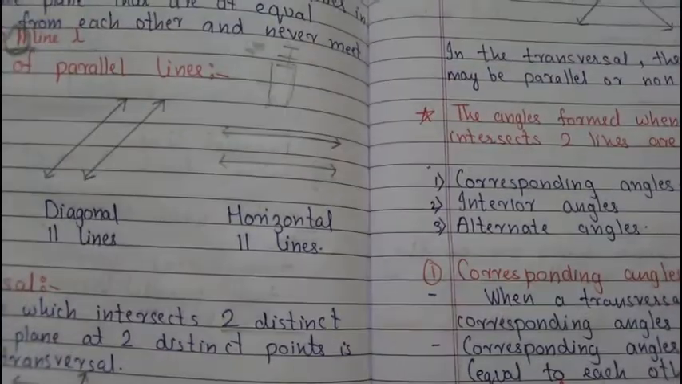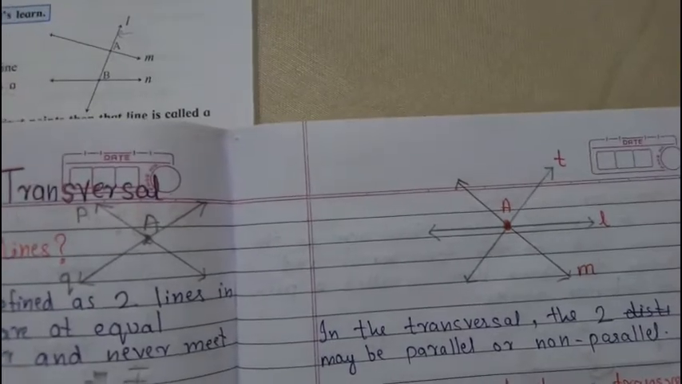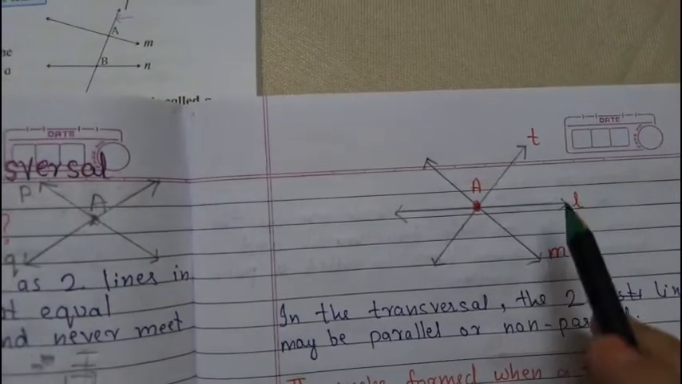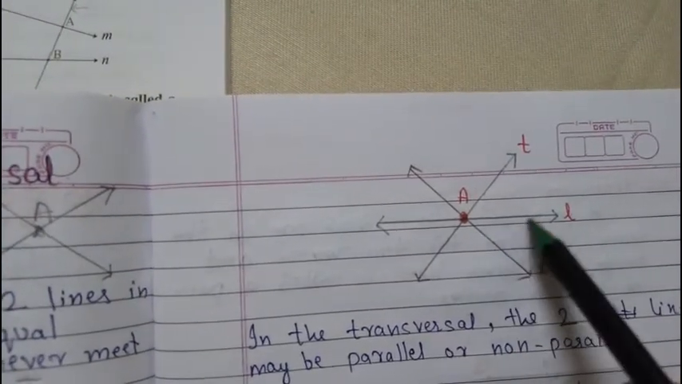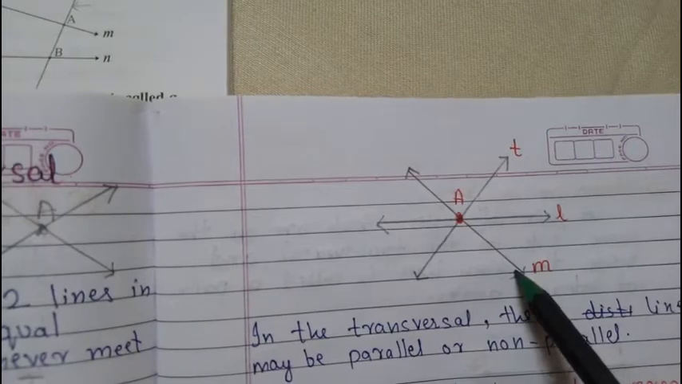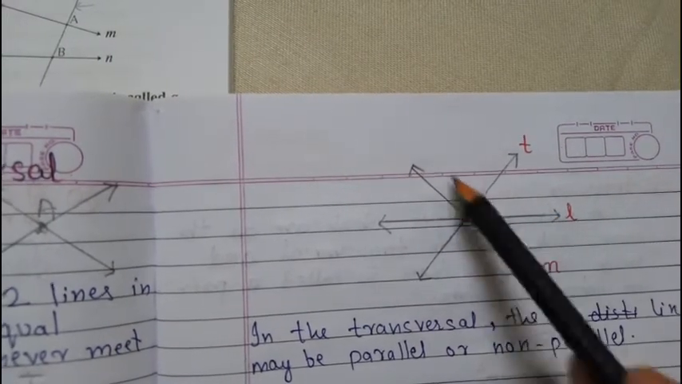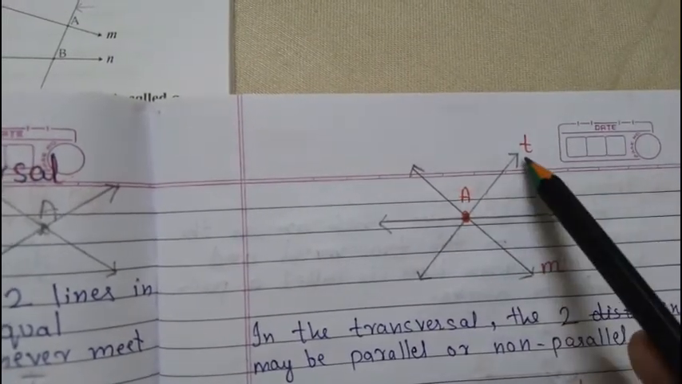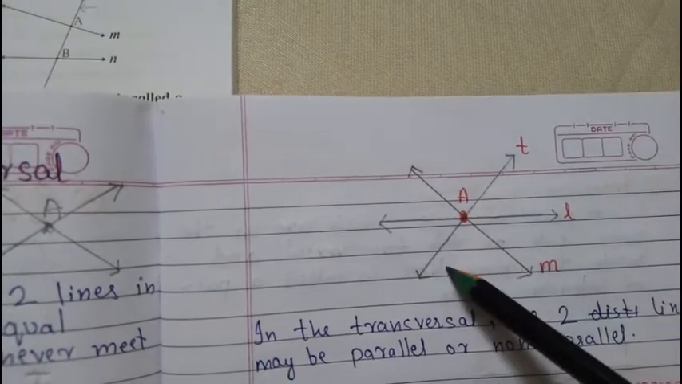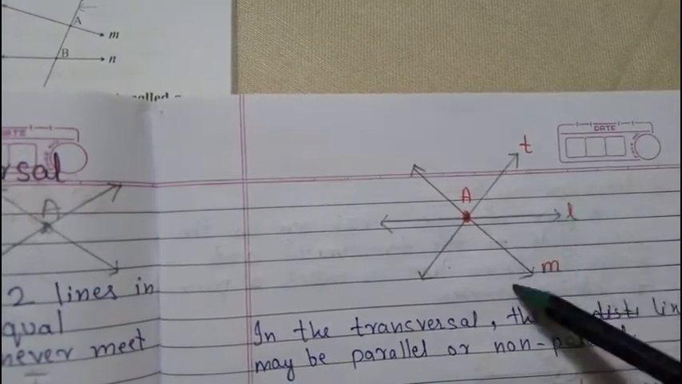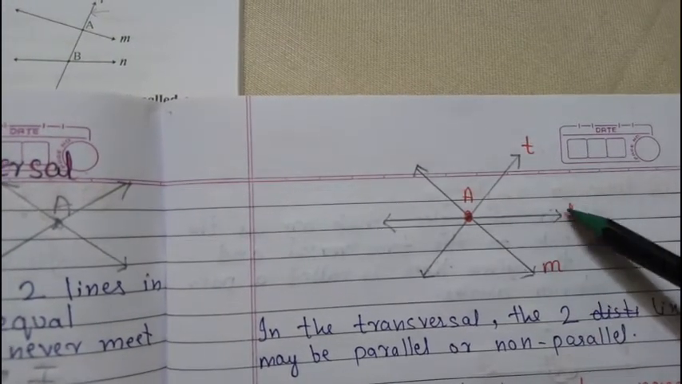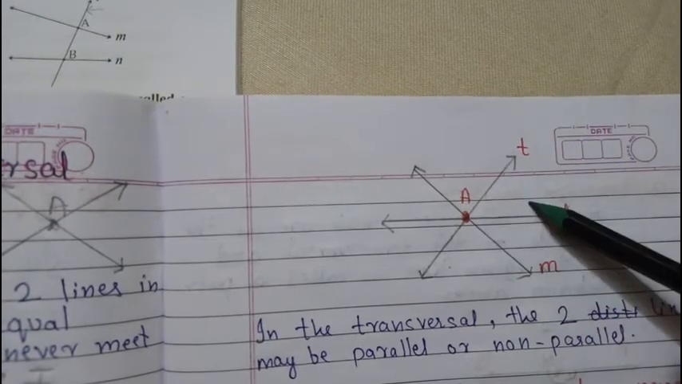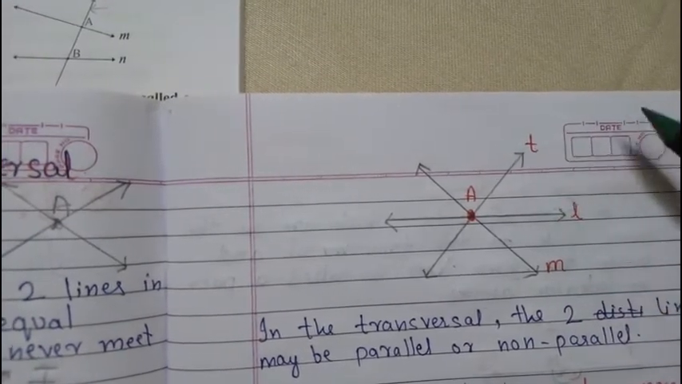Now student, here I have one more figure for you, that is this. In this figure you can see that this line T is there, and line L and M are also there. But line L and line M are intersecting each other, right? So that's why here T is not a transversal line. Why? Because L and M are intersecting. This T line is intersecting L and M, but line L and line M are also intersecting each other. That's why here T is not a transversal line.